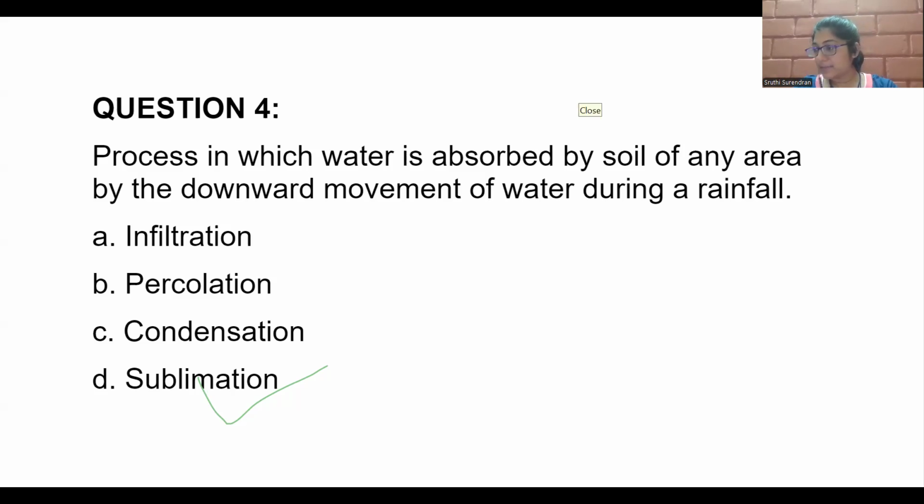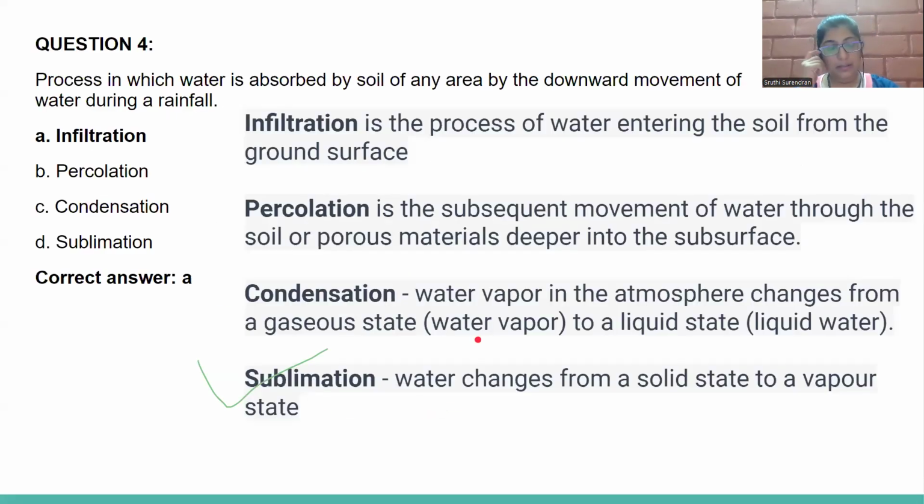Okay, I think we'll move to the answers. So here we are talking about the component of the hydrological cycle where water is being absorbed by the soil as a result of downward movement after a rain occurs. So what is this process called? This process is called infiltration. Now, I did see a couple of them putting in percolation. One major confusion with the process of infiltration and percolation always persists when it comes to this hydrological cycle.